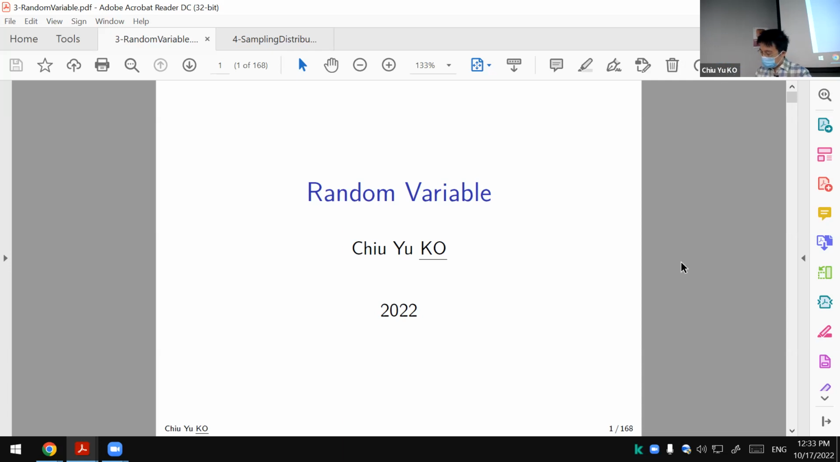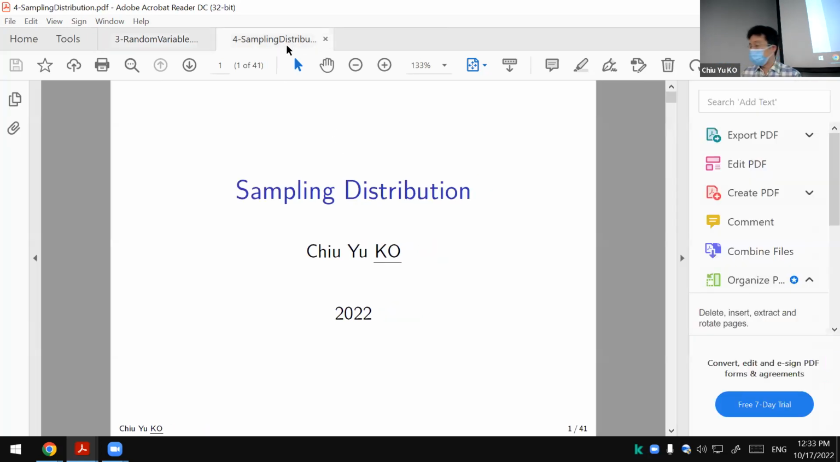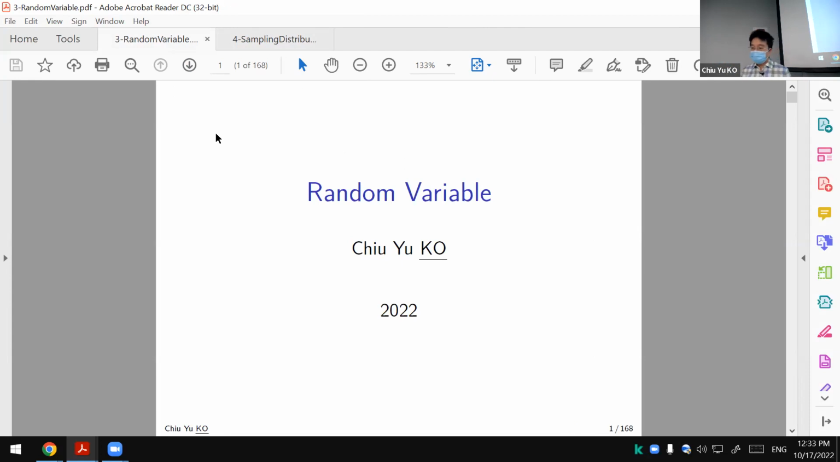So let's very briefly go over what we're doing. Today, for this topic, we will do some Excel, and then after the break we will talk about what we call sampling distribution. So very quickly we review random variable. I'm not going to review one by one, but just quickly go to the things we want to talk about.